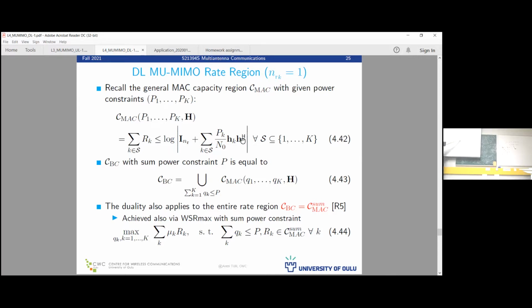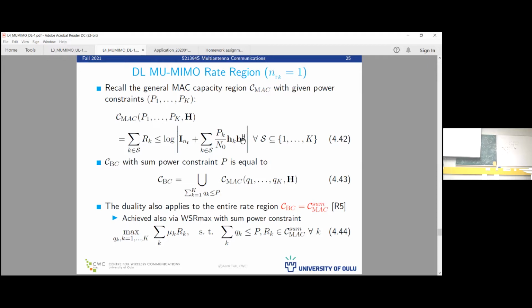You have multi-access. This is one pentagon for a given power allocation. Now you just try all possible power allocations and take a union, right? It has been shown in one of those references that this union corresponds to the actual rate region of the broadcast channel. And you can solve this.